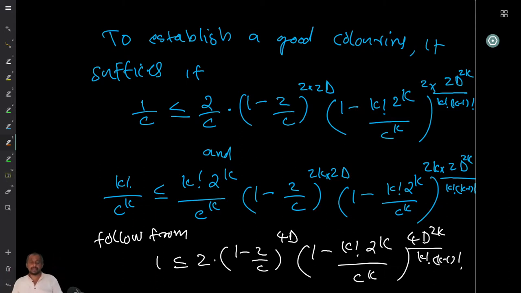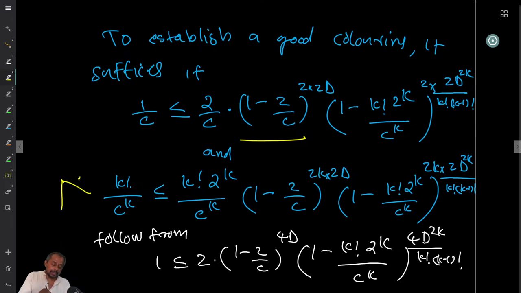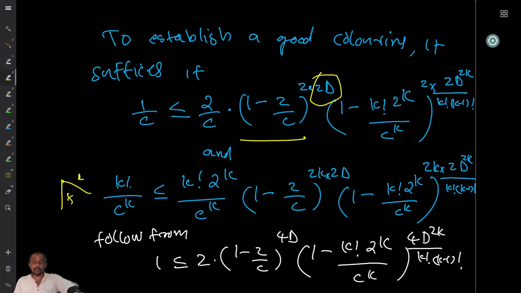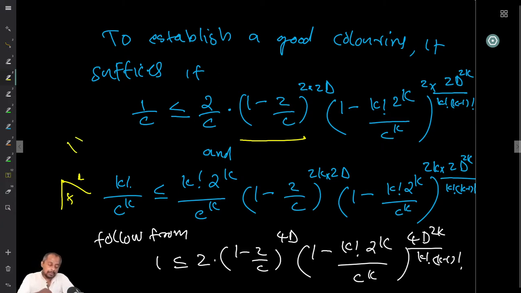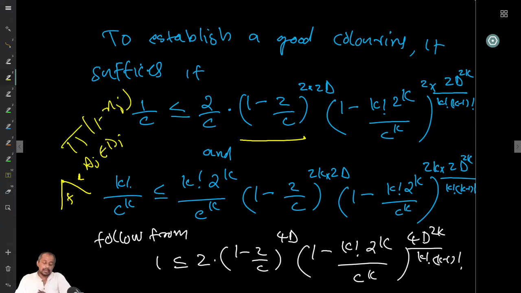the corresponding constant. I am currently looking at the type 1 event. A type 1 event A_EF contains exactly two edges, E and F. For one edge, I said that it depends on at most 2 delta other events, 2 delta minus 2, again upper bounded by 2 delta. For one particular edge, it can be part of at most 2 delta events. So for the entire event, I have only 2 edges, so it can be part of at most 2 into 2 delta events. Now, for the type 1 event, I am looking at the product of 1 minus x_j for A_j in D_i.